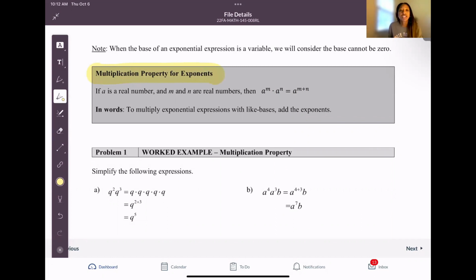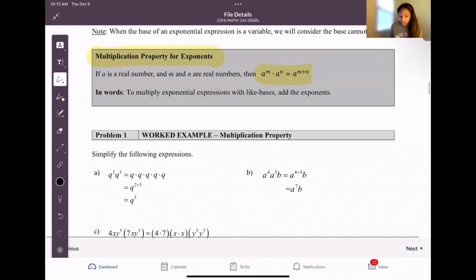The multiplication property tells us how to simplify expressions where two exponential terms with the same base are being multiplied. Okay, so if we have a to the m times a to the n, both of these are exponential expressions with a base of a. We can simplify this to one exponential expression by adding those exponents together. A to the m times a to the n equals a to the m plus n. All right, that's the multiplication property. For the multiplication property, we add our exponents. Don't multiply them, add the exponents.